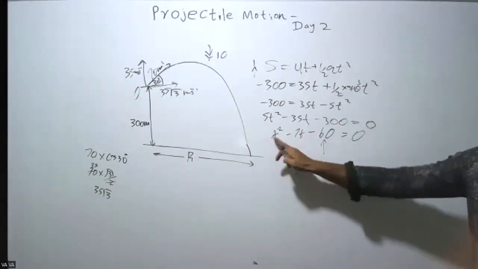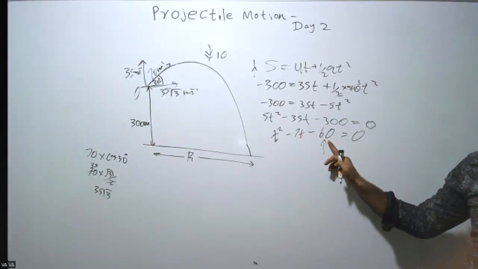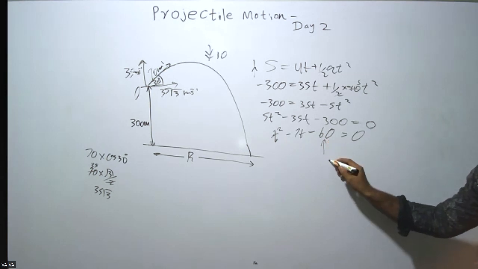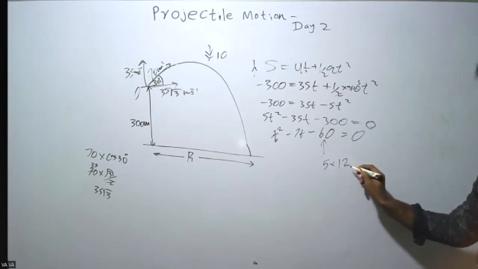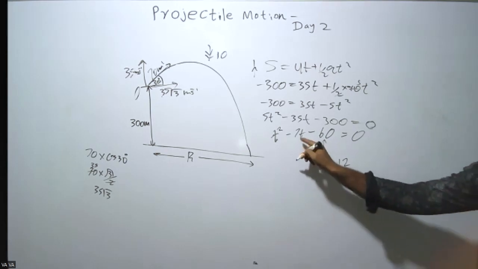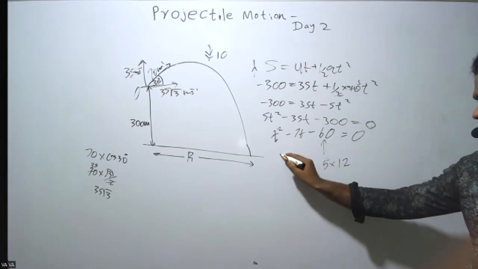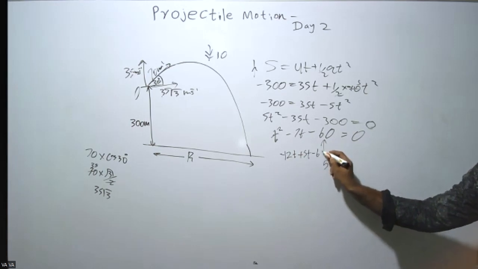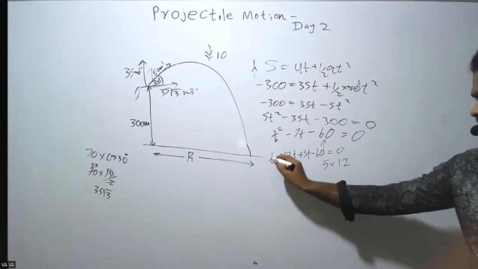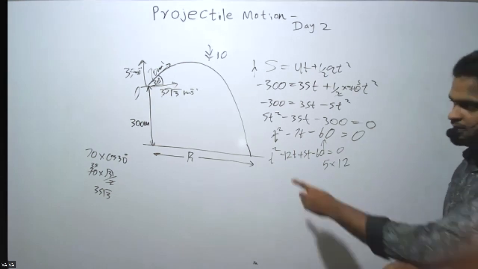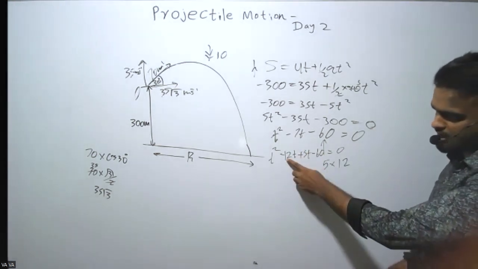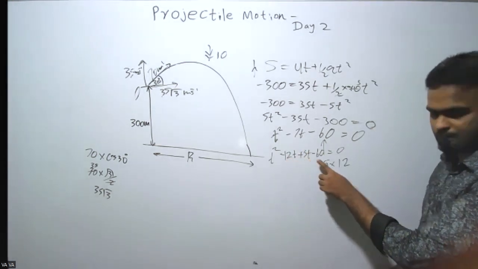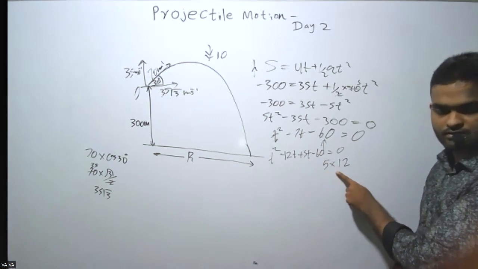So you have 1 times 60. You have to factor it, right? 60 means 5 times 12. So this minus 7t, you can write it as minus 12t plus 5t, minus 60. Got it? You found that using this one, right? 5 times 12.